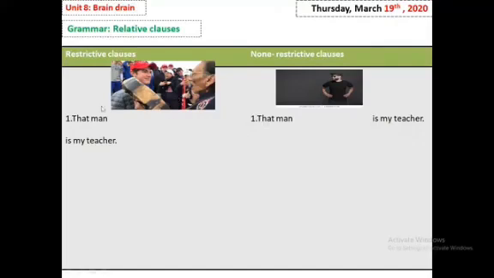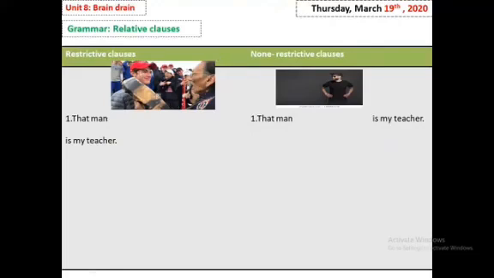If we start with this example, that man is my teacher. Imagine that you are with your friend in the street and you see your teacher going alone, and you say to your friend, oh, look, that man is my teacher. So all your friends are going to look at that person. There is only one person, so everybody knows which person you are speaking about.